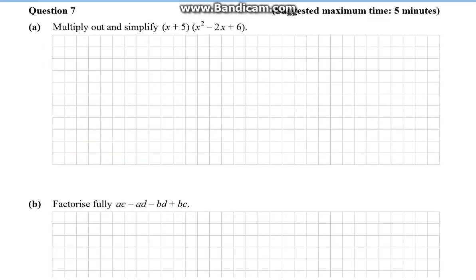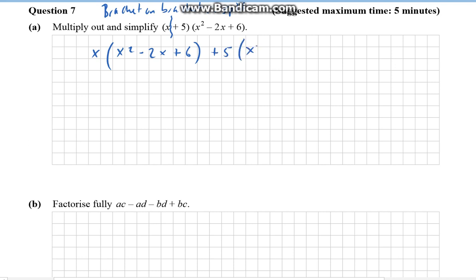Okay, question 7. Multiply out and simplify. You can see it's a bracket on a bracket, and you should know therefore we split the bracket. So we're going to split the first bracket, so we'll have x on x squared minus 2x plus 6, and then the second part of the first bracket, which is plus 5, on x squared minus 2x plus 6.